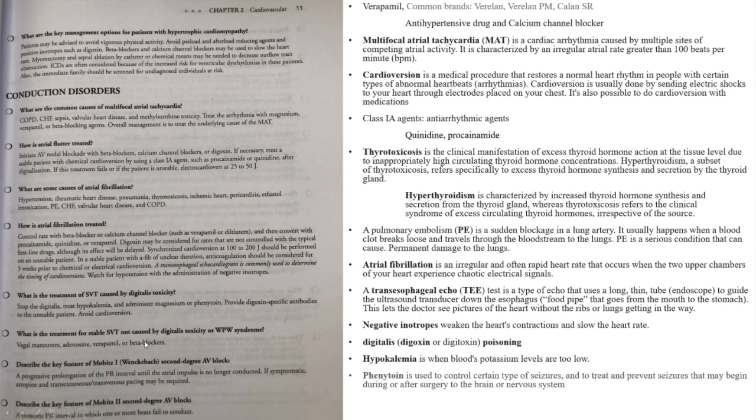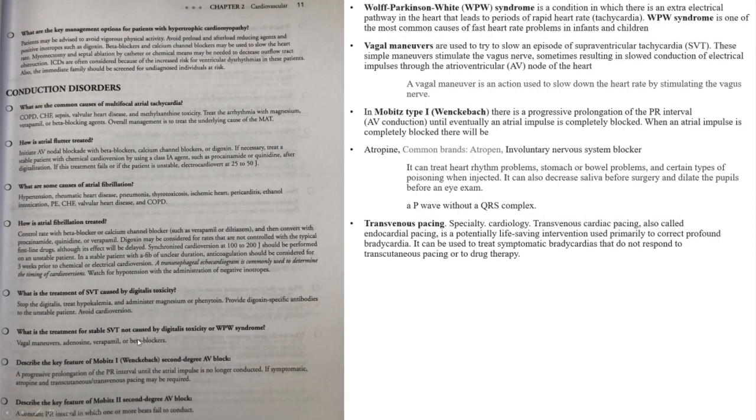Okay, what is the treatment for stable SVT? Okay, next one. So what's the treatment for stable SVT not caused by digitalis or WPW syndrome, which is Wolff-Parkinson-White syndrome? It's a condition where an extra electrical pathway in the heart leads to periods of rapid heart rate. It's one of the most common causes of fast heart rate problems in infants and children. Vagal maneuvers, which is an action to slow down the heart rate. Adenosine, verapamil, and beta blockers will slow down heart rate too.